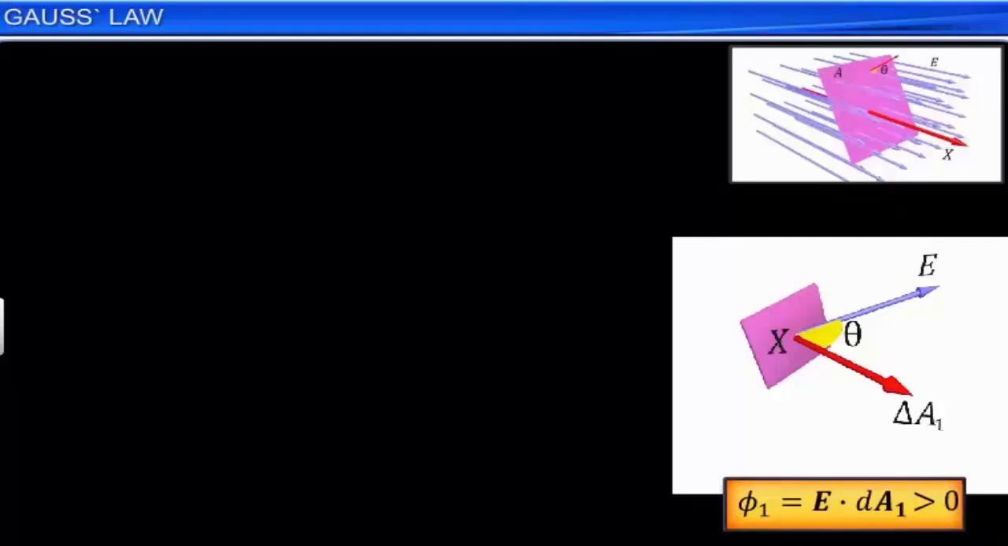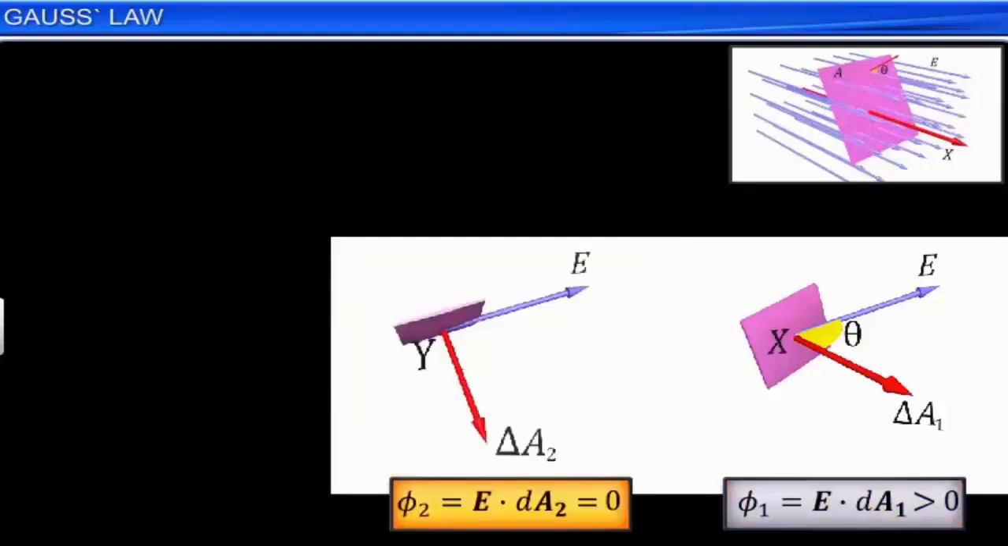For all such elements, the flux passes from the outside to inside. That is, they have an inwardly normal flux. Since theta is equal to 90 degrees for element Y, the electric flux for Y is equal to 0. For all such elements, the flux through the surface is 0.